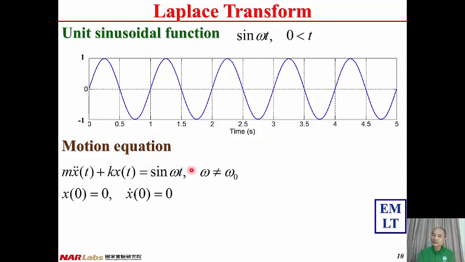The forcing function is assigned by sine omega t, so that we have mx double dot plus kx equal to sine omega t. Here, the excitation frequency omega is not equal to the structural frequency omega 0. And there are two initial conditions. x of 0 equal to 0, x dot of 0 equal to 0. Therefore, we have 0 initial conditions.